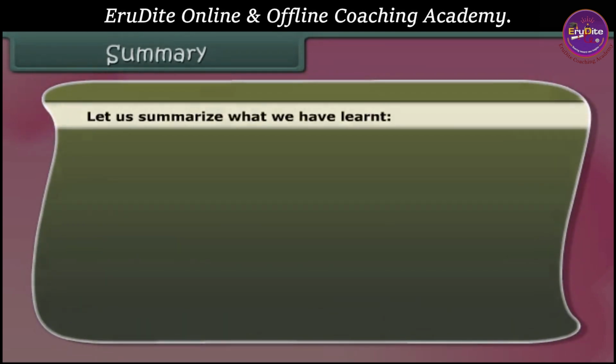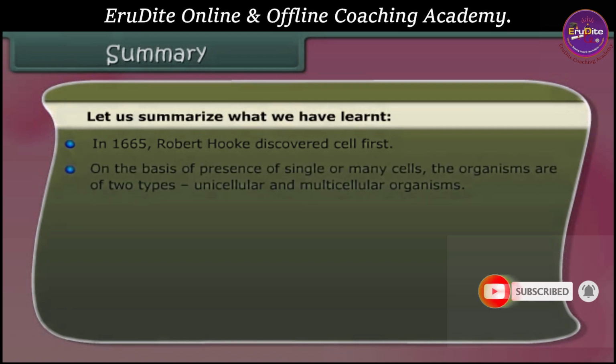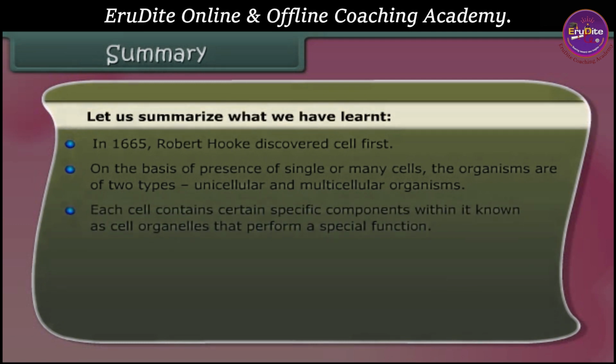Let us summarize what we have learned. In 1665, Robert Hooke discovered cell first. On the basis of presence of single or many cells, the organisms are of two types: unicellular and multicellular organisms. Each cell contains certain specific components within it, known as cell organelles, that perform a special function.